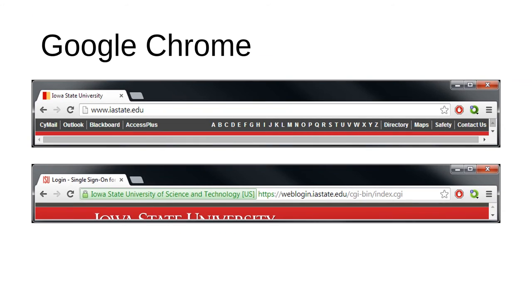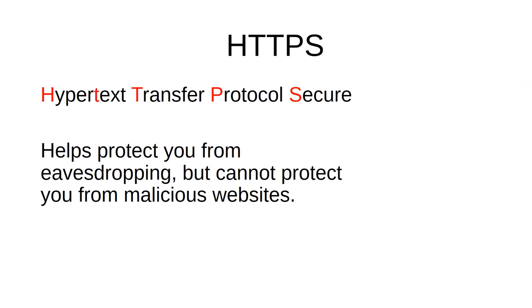Here are the same two pages shown as they would display in Google Chrome. Again, HTTP is on top, and HTTPS is on bottom. Notice once again the green security certificate and padlock icon on the HTTPS page. You should be aware that HTTPS helps to protect you from eavesdropping, but HTTPS can't protect you from malicious websites. Not every website that uses HTTPS is safe. It's just that using HTTPS will protect you from wireless eavesdropping.